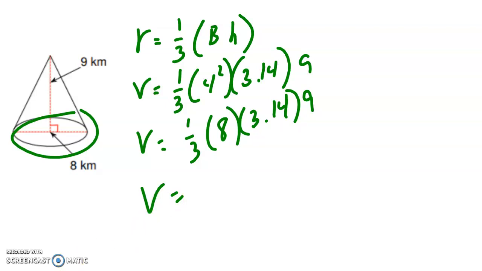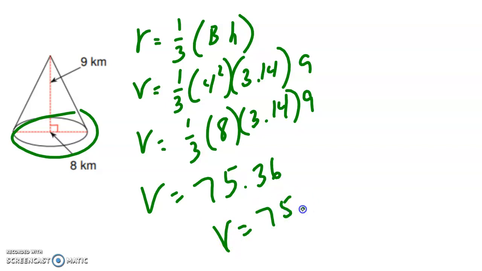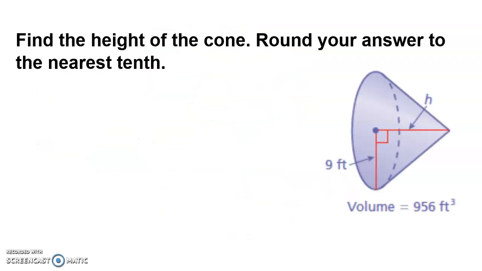So hopefully you're all paused. We end up with a volume of 75.36. Meaning the volume rounded to the nearest tenth is going to be 75.4 kilometers cubed. Okay, let's look at one that is a little bit more advanced. Okay, so here you notice, what do we have? We know the volume is 956. And we have to find the height.